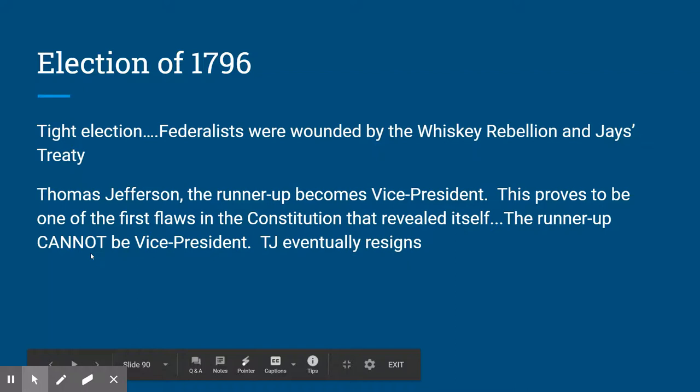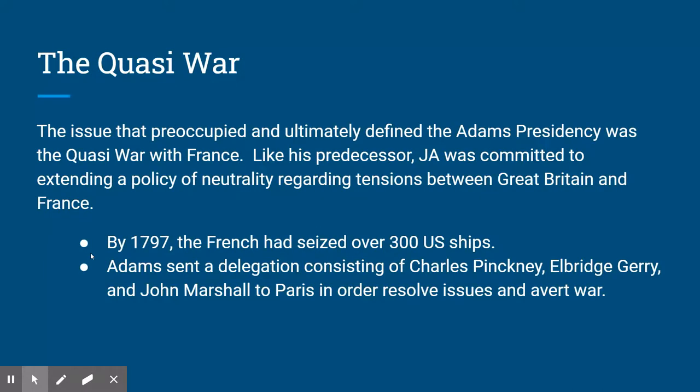So it is a tight election. The Federalists were wounded by the very unpopular whiskey tax and, of course, as we just talked about, the Jay's Treaty. Jefferson, the runner-up, becomes vice president. This proves to be, I think, one of the early flaws of the Constitution, that the runner-up simply cannot be vice president. And eventually Jefferson will resign that post.